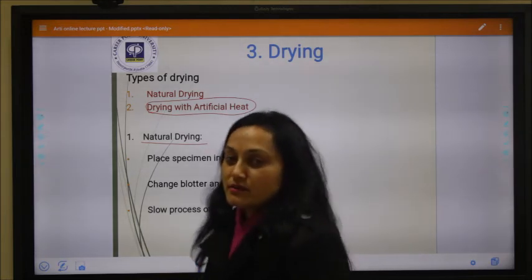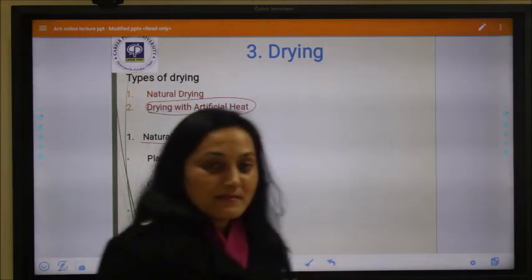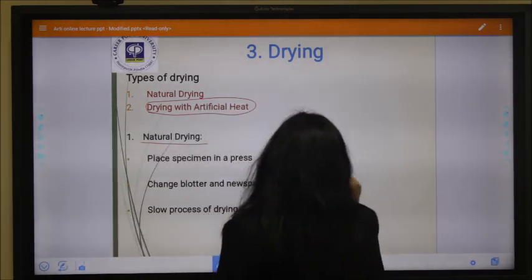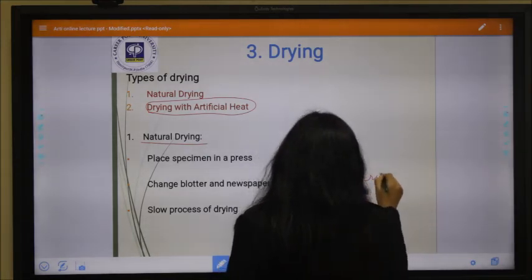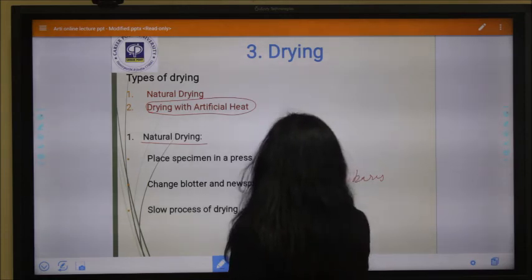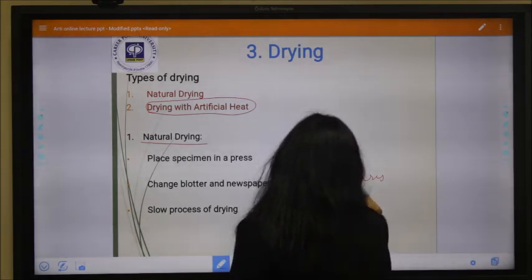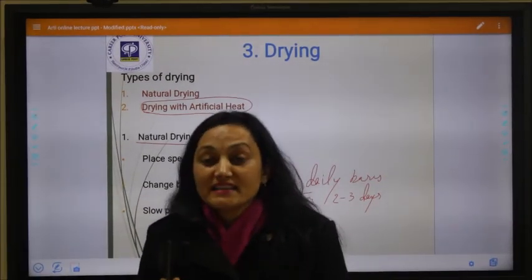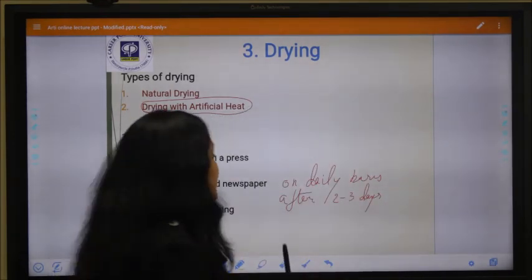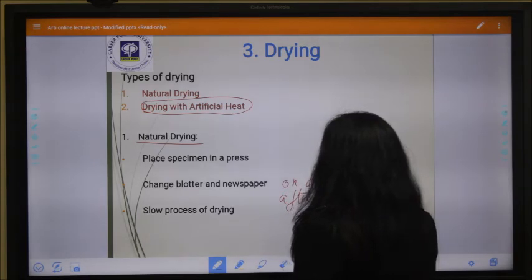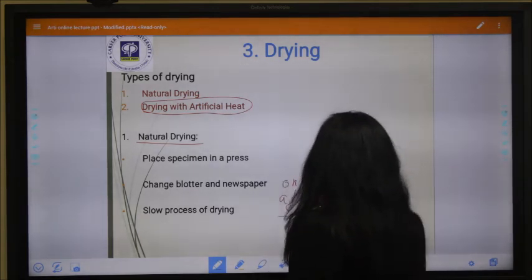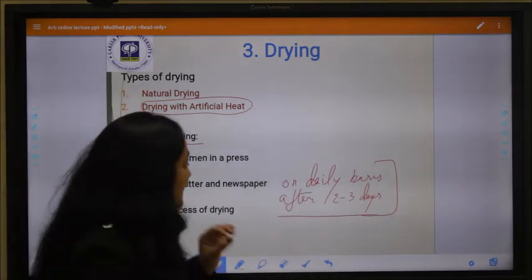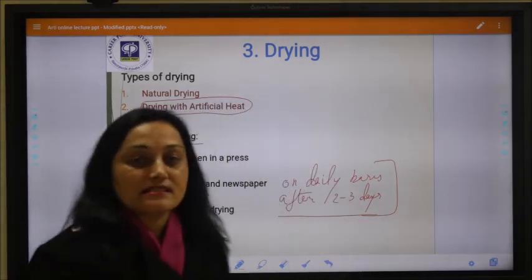change these blotters or newspaper which are loaded with the plant specimen on daily basis, or after 2 or 3 days, depending on what? Depending on the moisture content present in the specimen. So the change of the blotter and newspaper depends on the moisture content present inside the specimen.